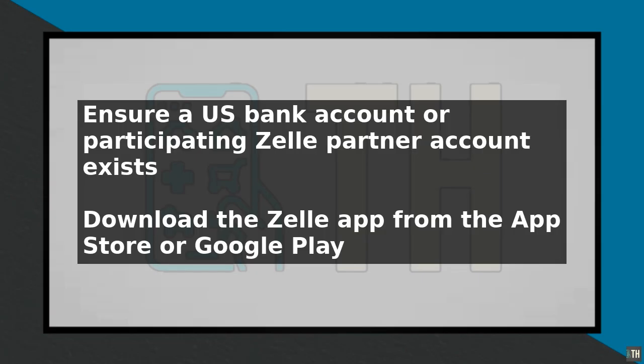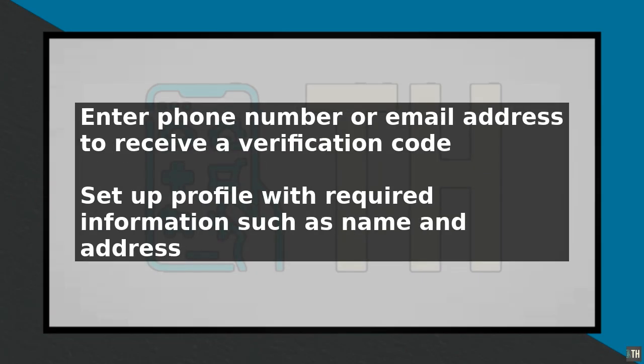Open the app and tap Get Started, then select the option that says Don't have a Zelle account yet. You will be asked to enter your phone number or email address to receive a verification code. Enter the verification code sent to your phone or email and set up your profile by providing the required information such as your name and address.